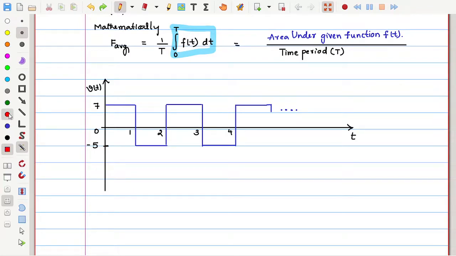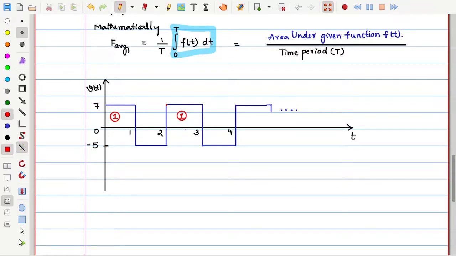Try to observe: from 0 to 1 second, it remains constant at 7. At 1 second it suddenly drops down to minus 5, and it remains constant at minus 5 for the next 1 second. By 2 seconds it reaches back to 7. Hereafter, for the next 1 second, the same pattern is repeated as in the first positive half cycle.